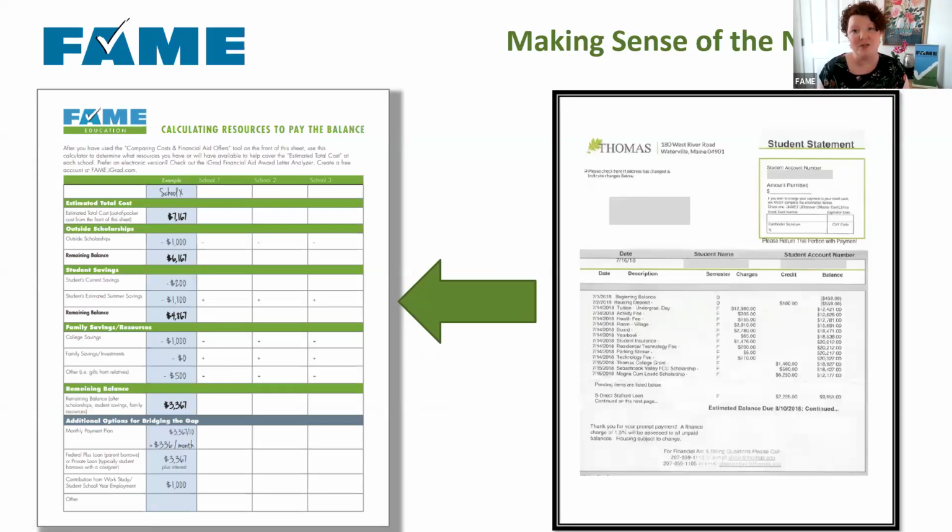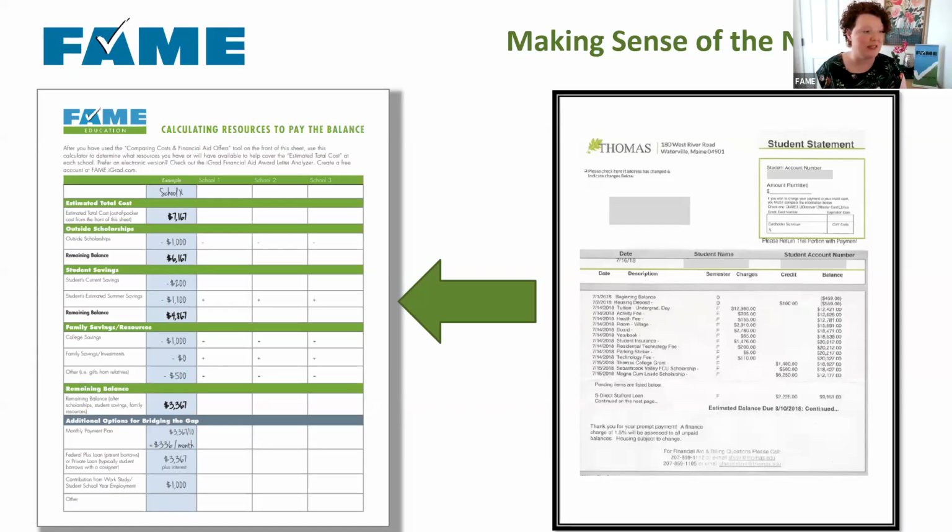So one of the ways that you can really help students make sense of those numbers is by taking advantage of some pieces that we've created at FAME. One of them is Calculating Resources to Pay the Balance. You can find that on our website. I'm trying to get you the link. Hold on one minute, I'll put that in chat. There we go. And this is something you can share.